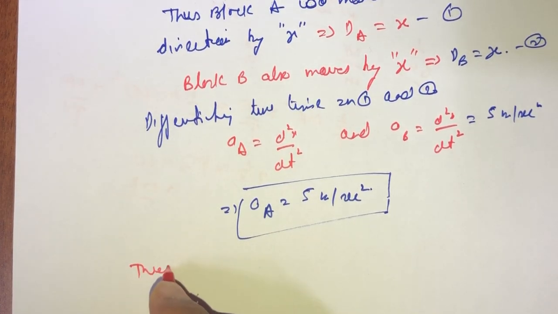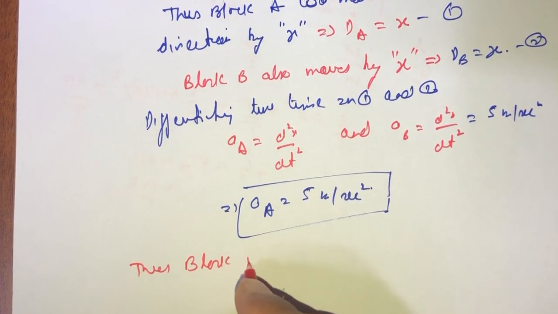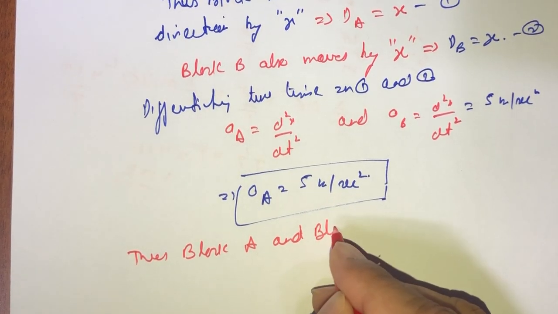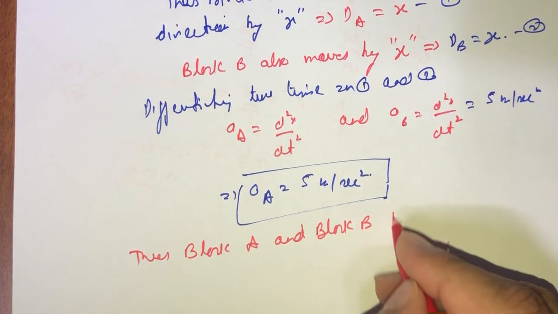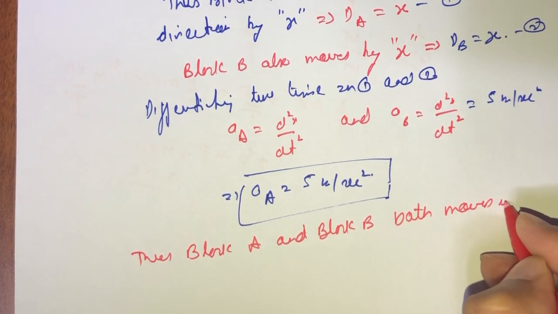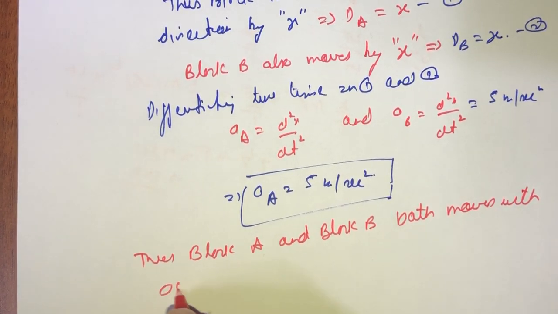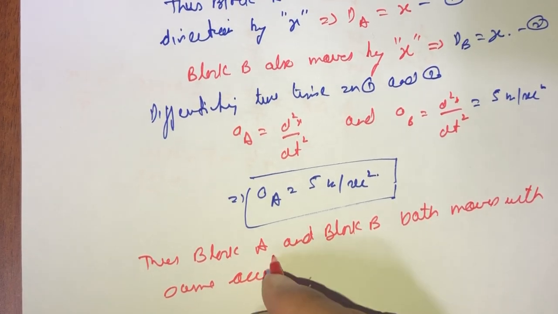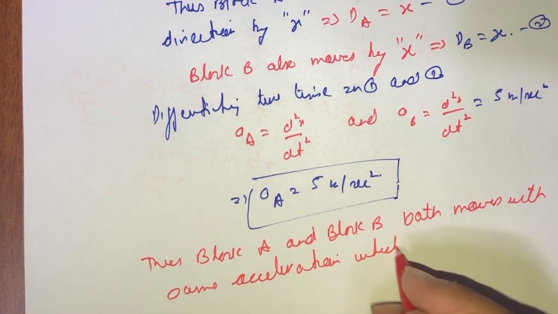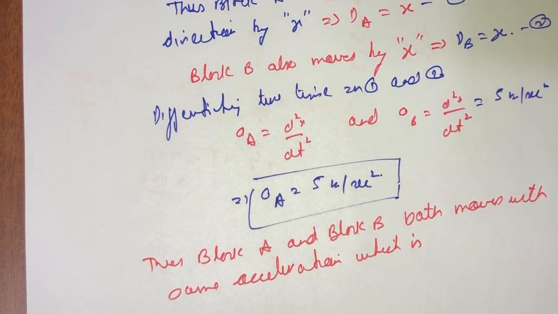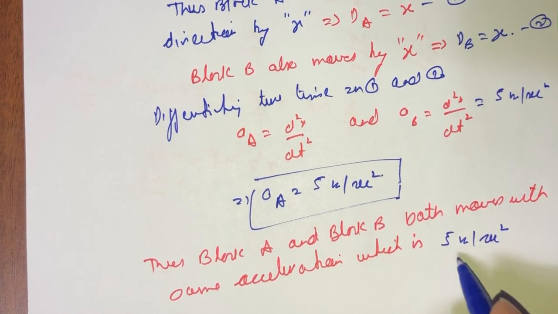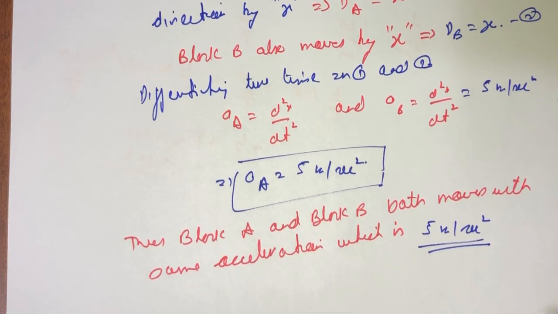Thus block A and block B both move with the same acceleration, which is 5 meter per second square. Thank you.